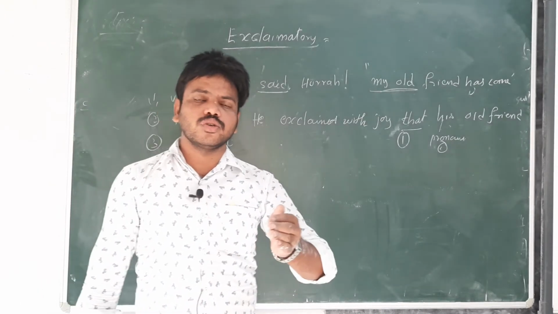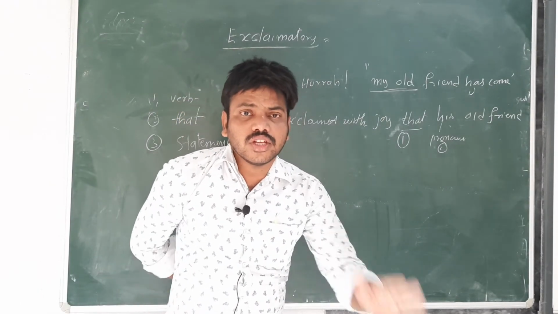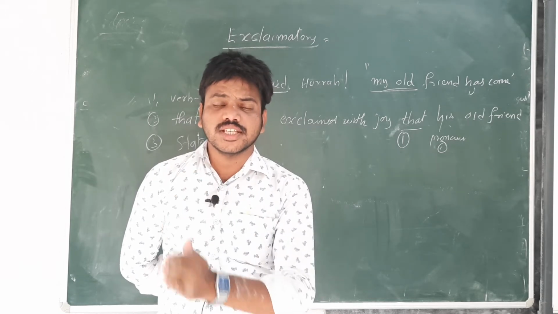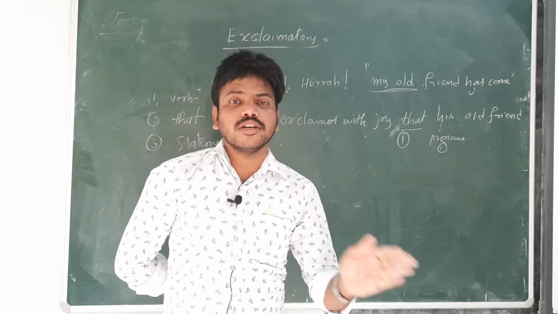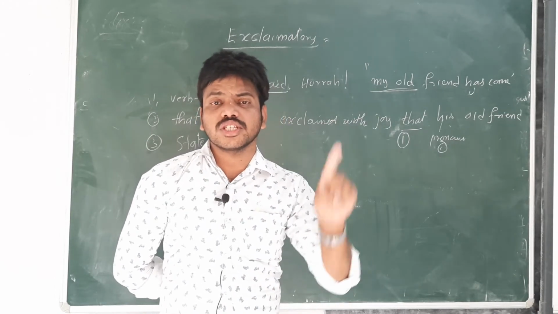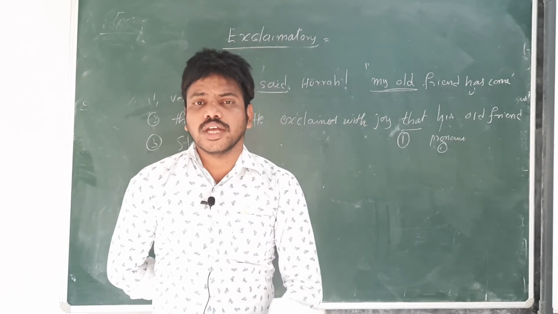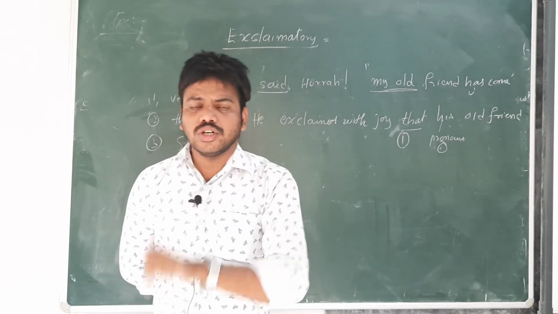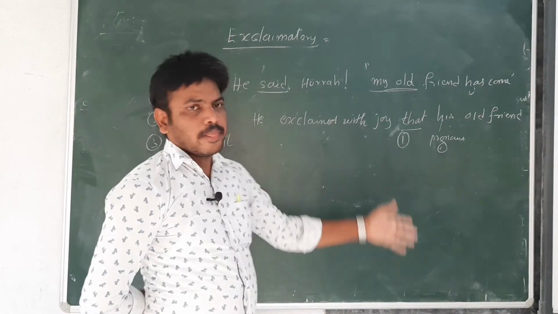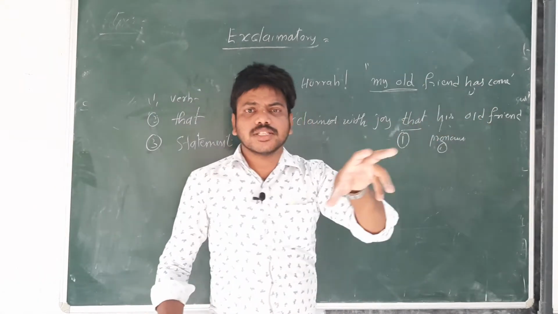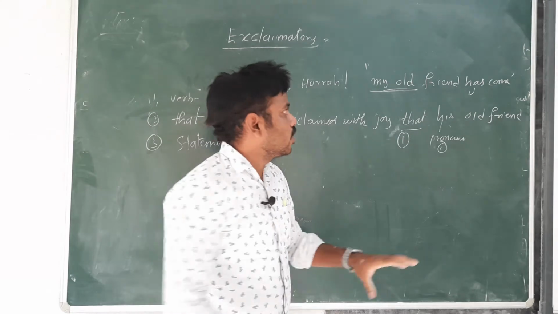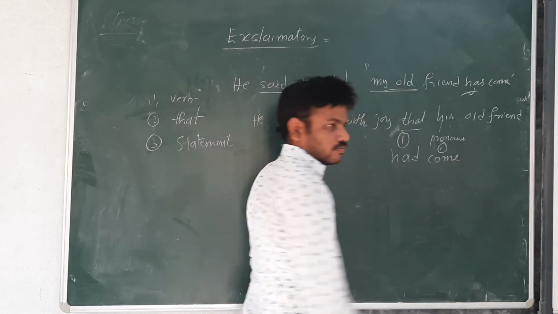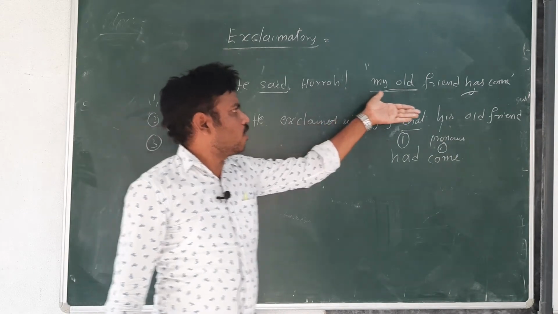So again we should go back to the rules. When we change direct and indirect speech, present will become past, present continuous will become past continuous, present perfect will become past perfect, simple past will become past perfect, past perfect remains as it is, will become would, can become could, shall become should, may become might. Now what tense is it? Present perfect tense will become past perfect tense. So has will become had. My old friend had come. This is the answer for he said hooray, my old friend has come.